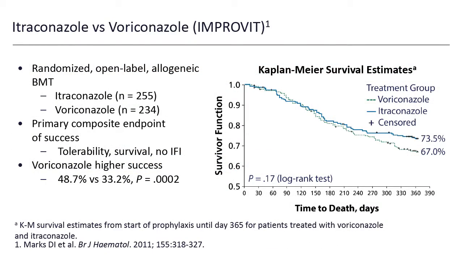There's another study that has been published, the itraconazole versus voriconazole trial called the Improve-It study, and this showed the primary composite endpoint, higher success with voriconazole compared to itraconazole, but no difference in overall survival, although some interesting trends during the late time point.